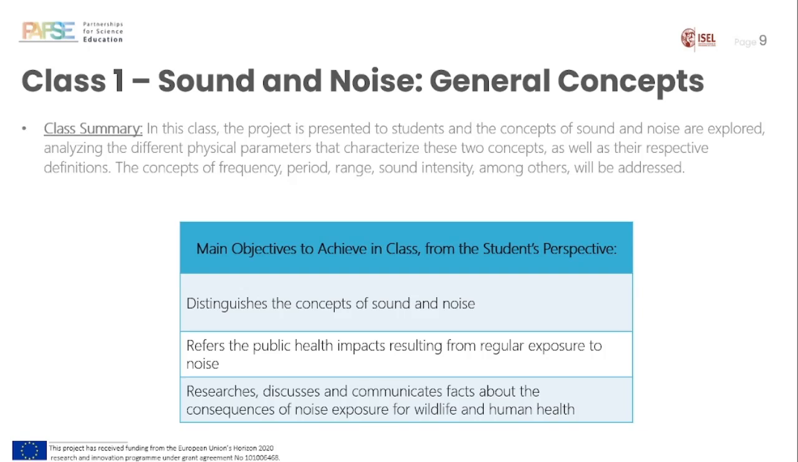So, in terms of class 1, in this class, the project is presented to students and the concepts of sound and noise are explored, and they will analyze the different physical parameters that characterize these two concepts, as well as their respective definitions. So, the concepts of frequency, period, range, sound intensity, among others, will be developed so that students can identify sound and noise and distinguish those two physical concepts.